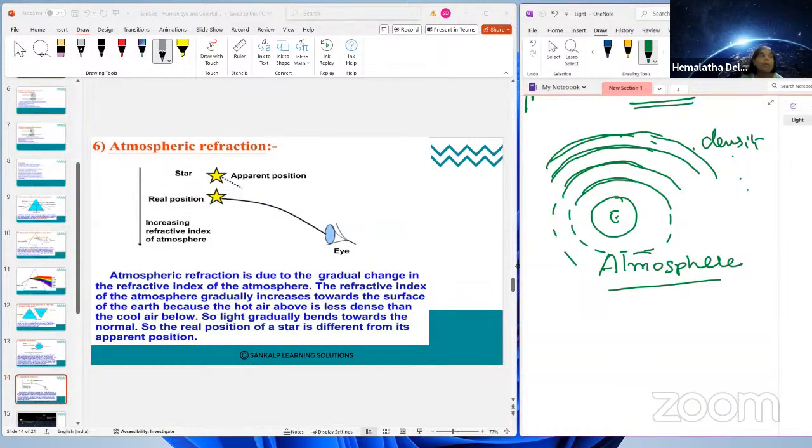So now, some phenomena we will observe that are due to atmospheric refraction. What are the examples? They are telling about the star. Twinkling of stars. Twinkling means what? Twinkling of stars, and that one I will explain.